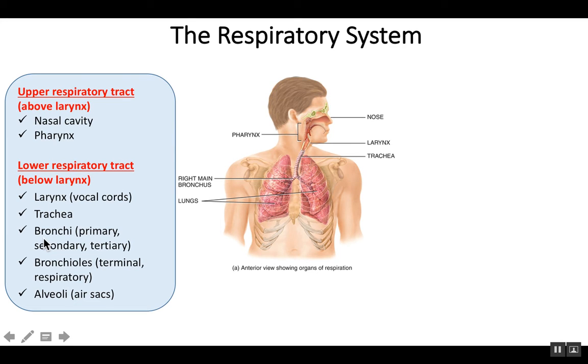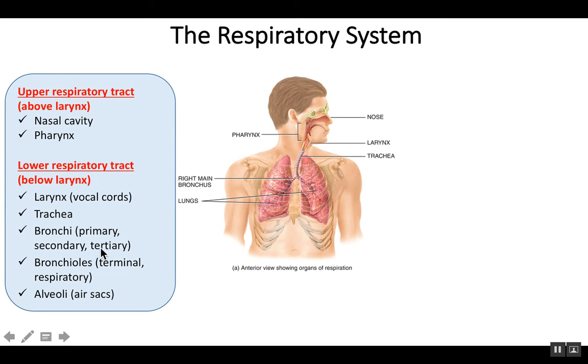Lower respiratory tract starts at your larynx, which houses your vocal cords, continues down to the trachea, the bronchi, which again, there's generations of those. Primary, which there's 2. There's a right and left primary bronchus, which lead into the lungs. Secondary, those supply each lobe. So there's a difference in lobes between the right and left lung. If you notice, there's 3 lobes here on the right lung. There's only 2 lobes of the left lung. So there's 3 secondary bronchi on the right and 2 secondary bronchi on the left.